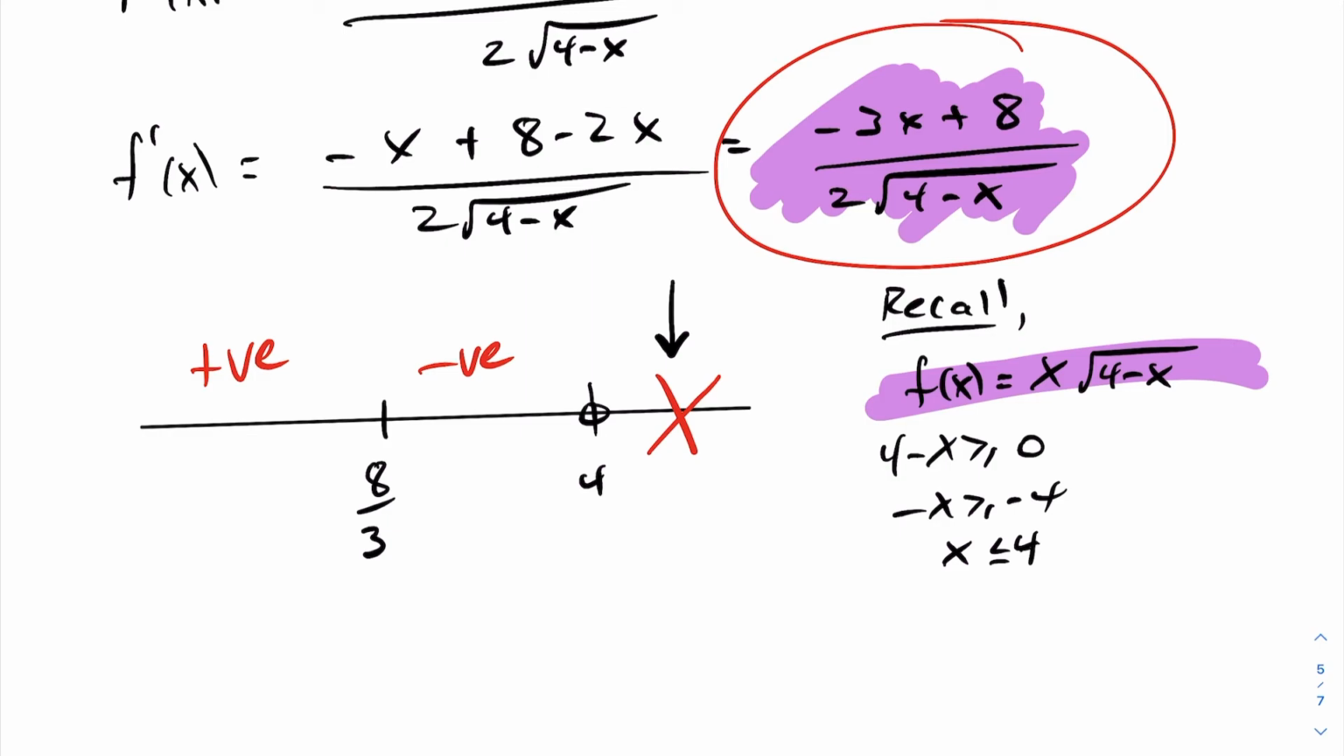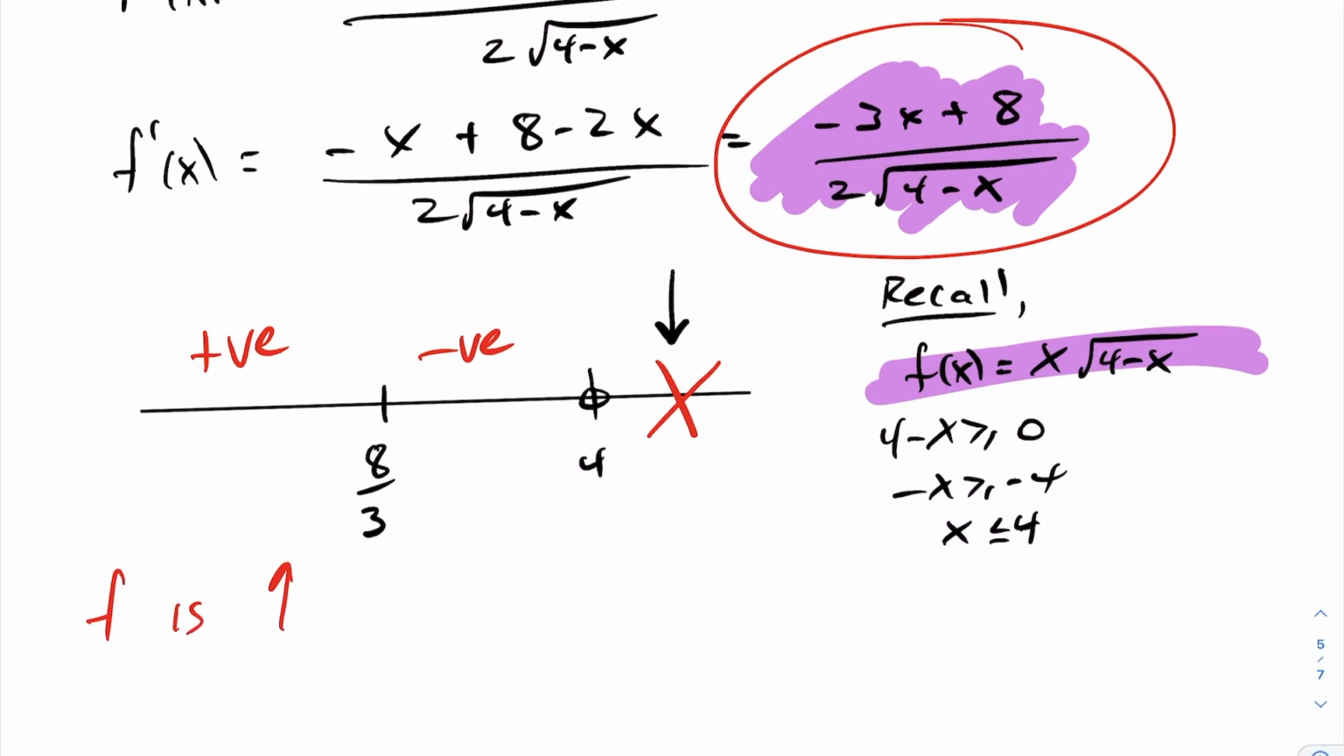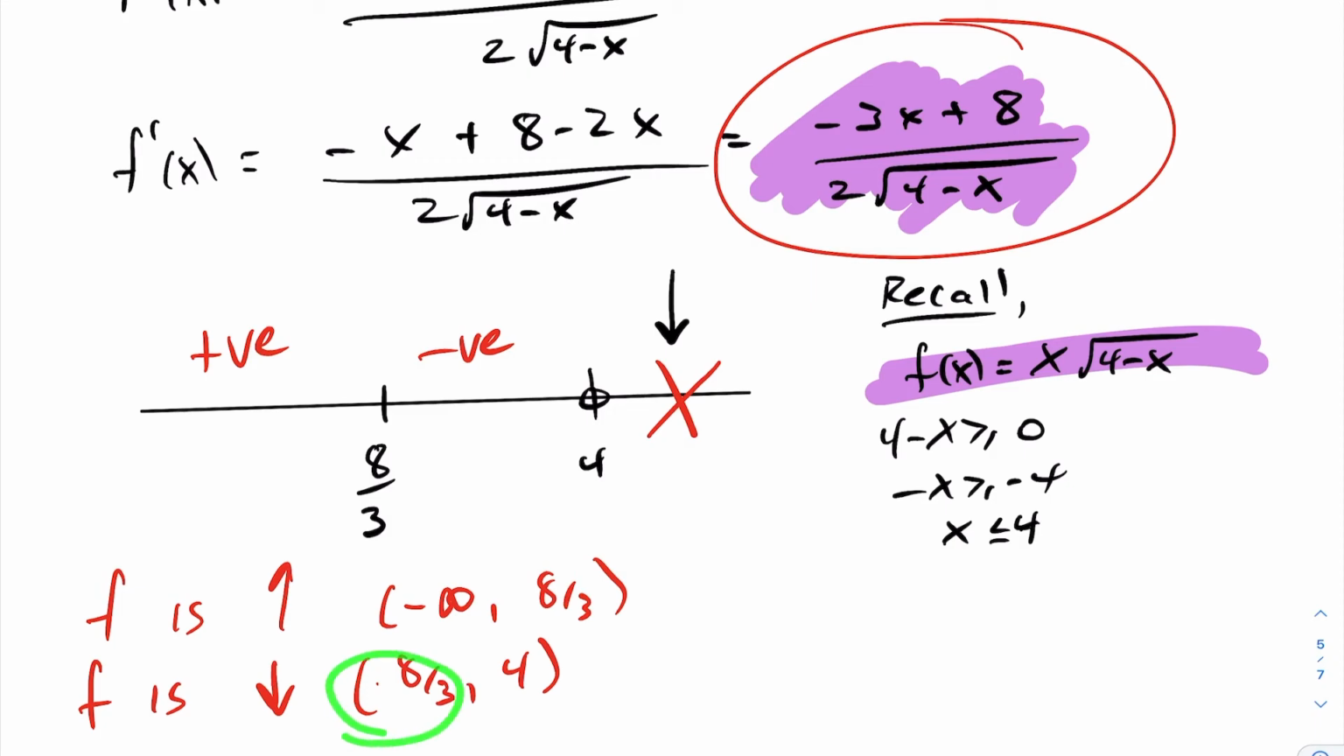So to summarize this, my function f is going to be increasing on the interval negative infinity to 8/3, and your function f will be decreasing on the interval 8/3 to 4. Again, notice here we have open brackets on these endpoints. The reason for that is at 8/3 my derivative is 0, and that reflects a change in motion. And at 4, our derivative is actually undefined.